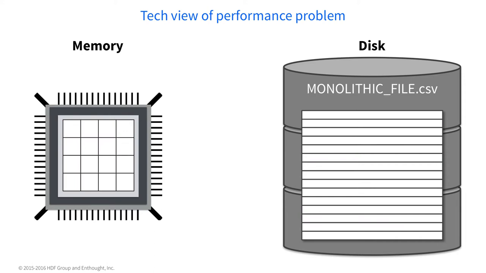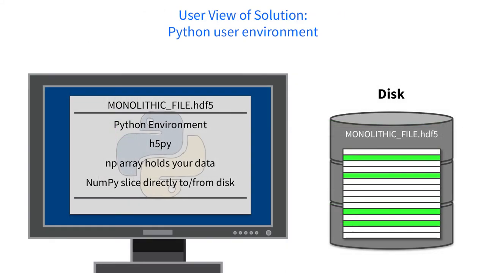HDF5 addresses this problem by supporting partial I/O. In other words, the ability to specify just a portion of the data to read or write between disk and memory. From a Python developer's perspective, this means you can entirely skip the process of writing a data importer. As we'll see later, HDF5 datasets can be treated much like ordinary NumPy arrays that happen to be stored on disk. That means no writing parsing or reading code. Just open the file and retrieve the parts that you want.